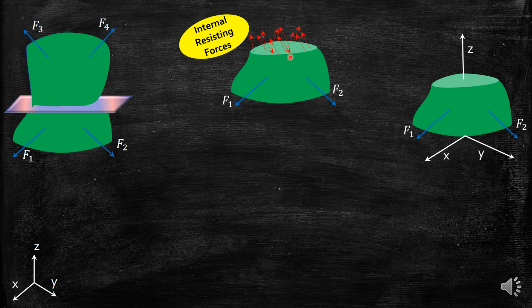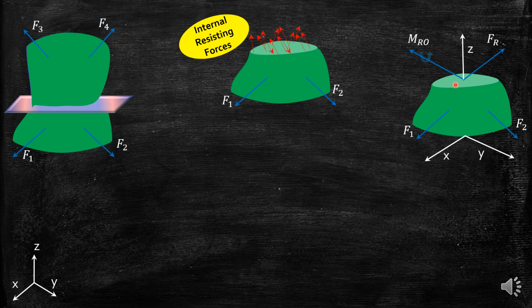Now, as these internal resisting forces are in different directions, I am considering the net resultant force, which is represented by Fr, and the net resultant moment, which is represented by Mr, about the point O. This point can be considered as the point O.